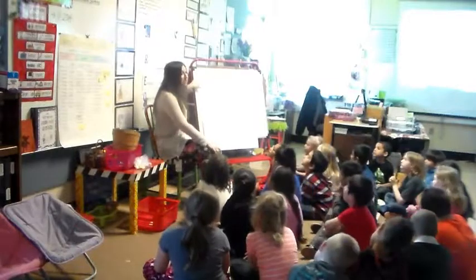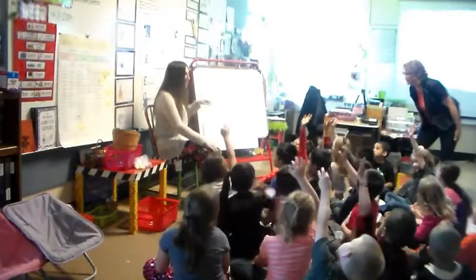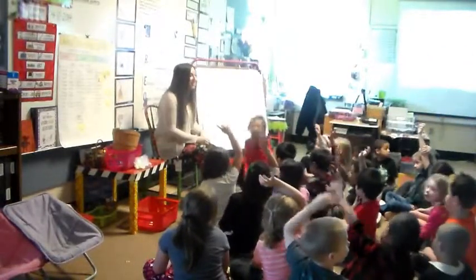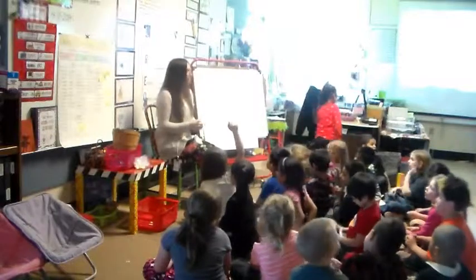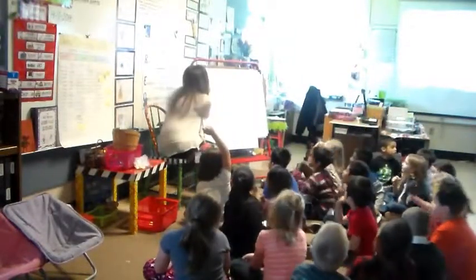Raise your hand if you think you know what this shape is. Jessie? Square. A square, yes. Who else thought it was a square? Put your thumbs up. Good job. Okay, so this is a square.